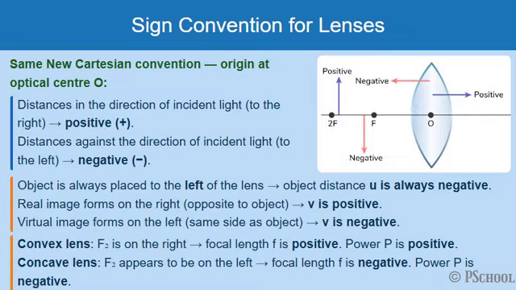Key difference from mirrors: for lenses, real images have positive v. For mirrors, real images have negative v. This is because real images and the object are on opposite sides of a lens, but on the same side of a mirror. Heights above the principal axis are positive, below are negative, same as mirror convention.